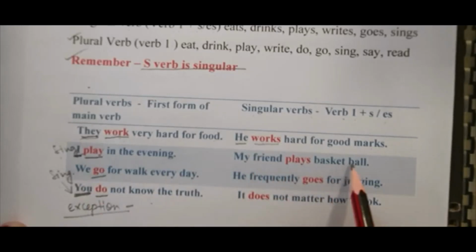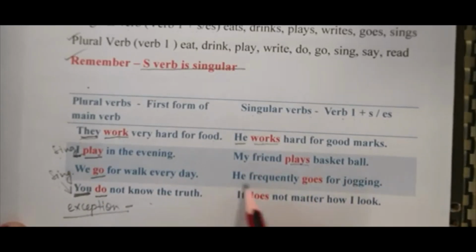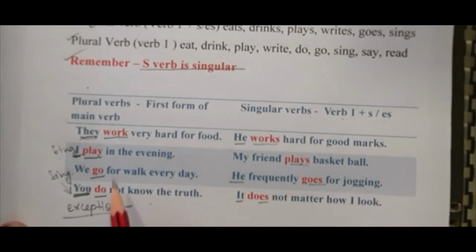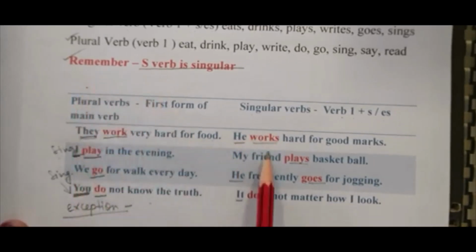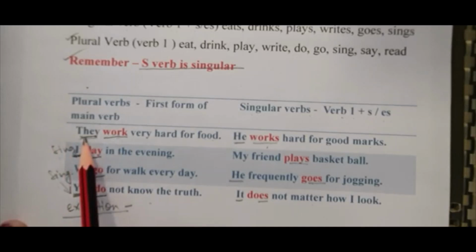My friend plays basketball. Friend is singular. Plays is singular. He frequently goes, he is singular, goes is singular. It doesn't matter how I look. Here it is singular, does is singular. So I hope you will remember that S verb is singular verb. It is used with singular subject, and without S verb is plural verb. It is used with plural subjects, and I and you are exception.